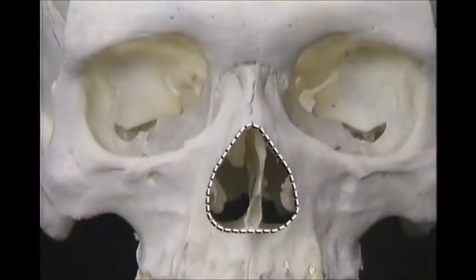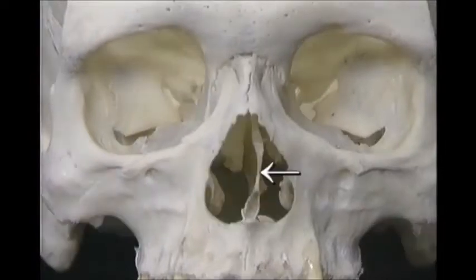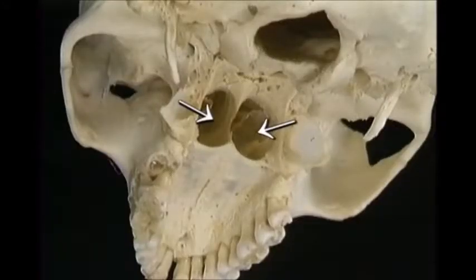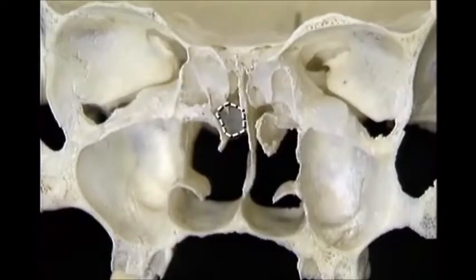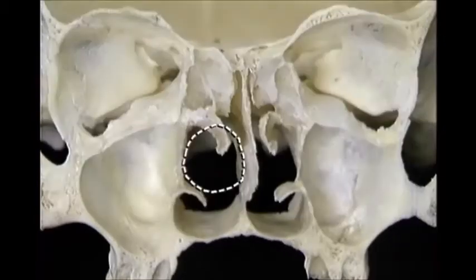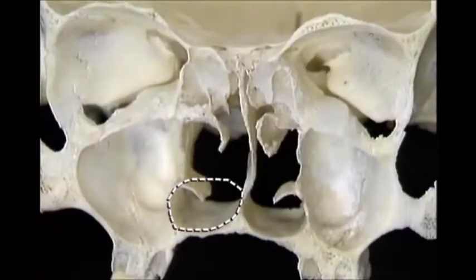Here's the piriform aperture and the nasal septum. Here are the posterior nares or choanae. Here's the inferior concha, the middle concha, and the superior concha. Here are the superior meatus, middle meatus, and inferior meatus.